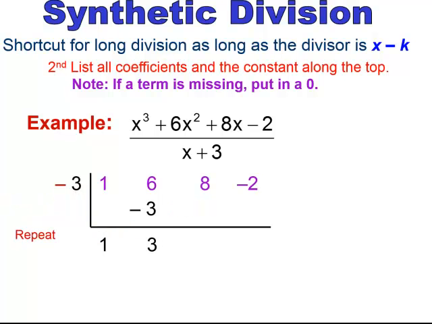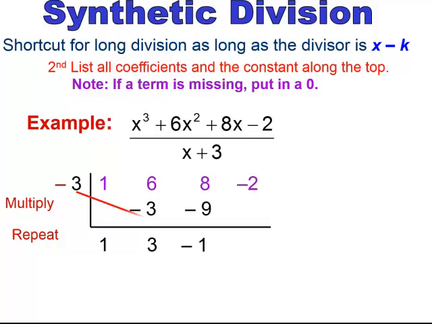And we're going to repeat this. We're going to take that negative 3, multiply it to the 3, and put it into the next column. So negative 3 times 3 is going to give you a negative 9, and then you're going to add down. So you get 8 minus 9, which is a negative 1.